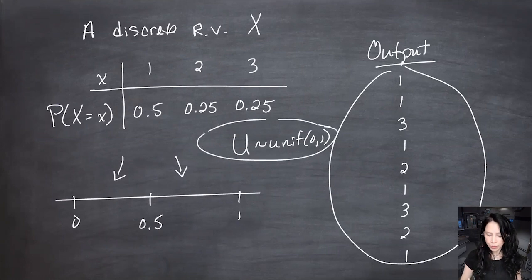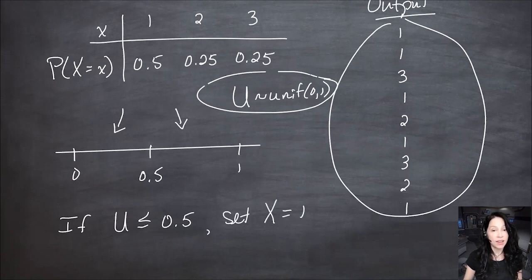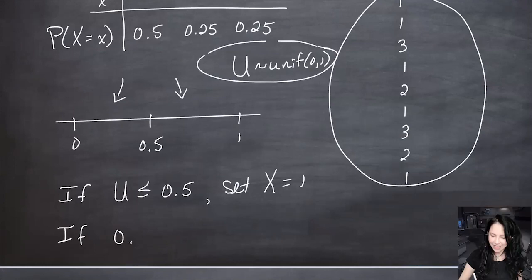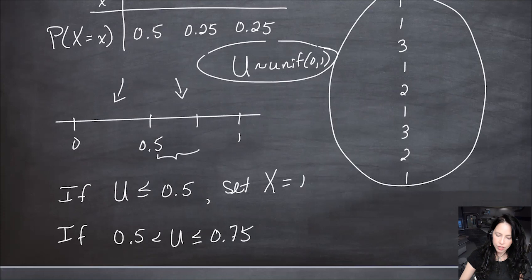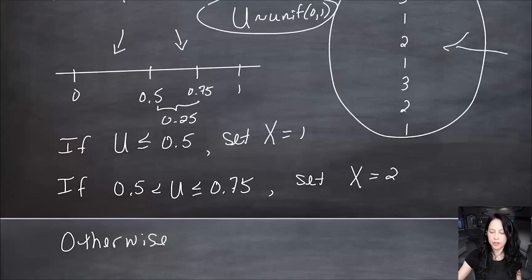So if you get a number and it's below 0.5, you can generate X. You can say if the uniform you generate is less than or equal to 0.5, it really doesn't matter, you can set or output X to be 1. And if it's between 0.5 and 0.75, that is an interval of length 0.25, and it will be in there 0.25 of the time, so 1/4 of the time. And so you set X to be 2, and then finally, otherwise set X to be 3. That's how you can generate this list over here.